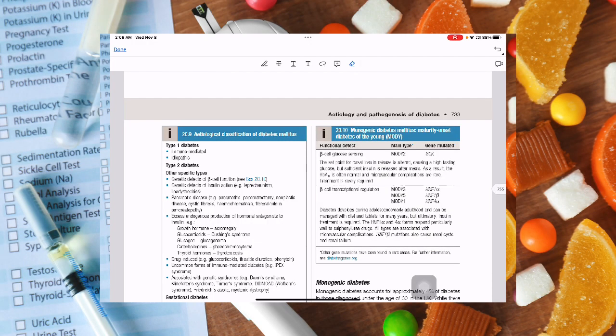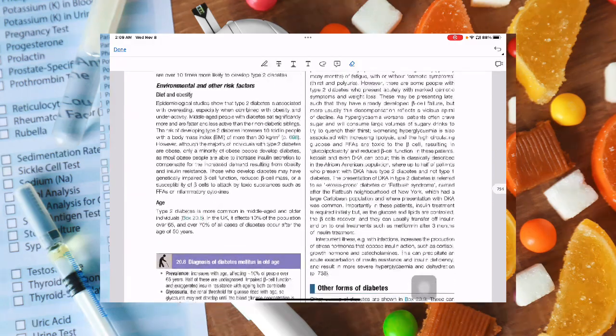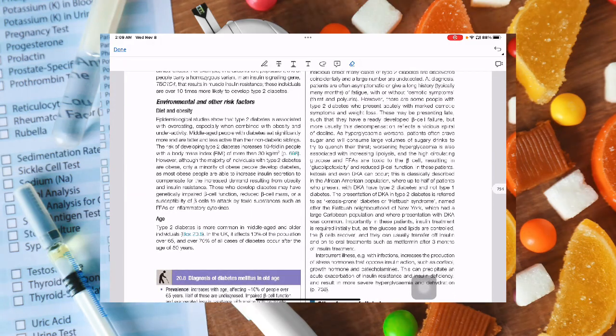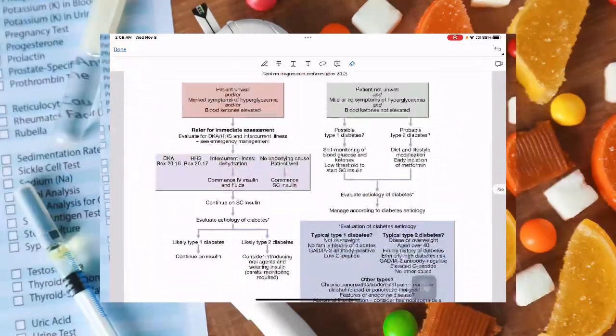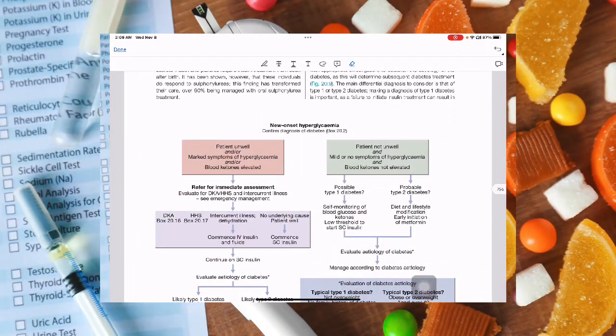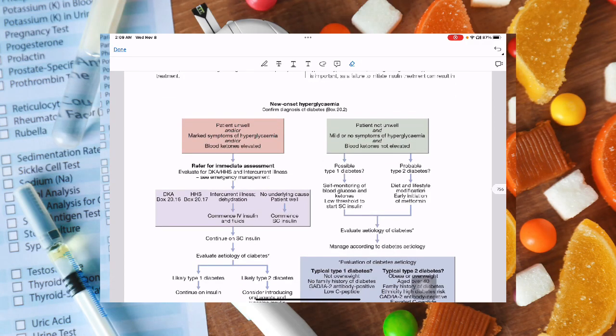Hello friends, today we'll discuss evaluation of new onset hyperglycemia. Evaluation of new onset hyperglycemia as per Davidson.